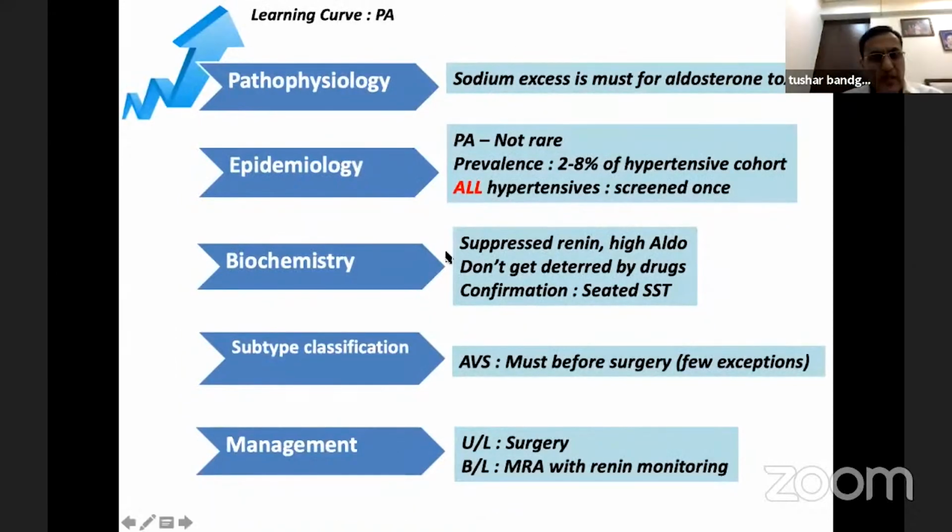So to summarize, I have talked about the diagnostic aspects of it. We don't need to stop the medications. Do a renin, do an aldo. If renin is suppressed and aldo is high, more than 10, we can reach there. In expert centers, we need AVS before really going for managing these patients. And the treatment with MRA is really important to be managed with renin monitoring and potassium monitoring. Surgery is the treatment of choice for unilateral cases.